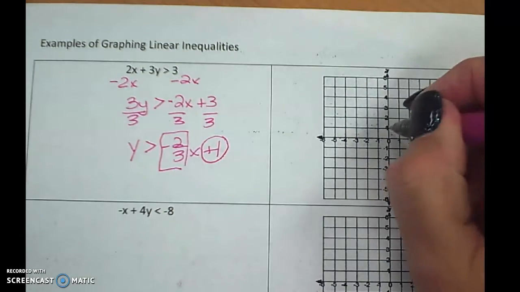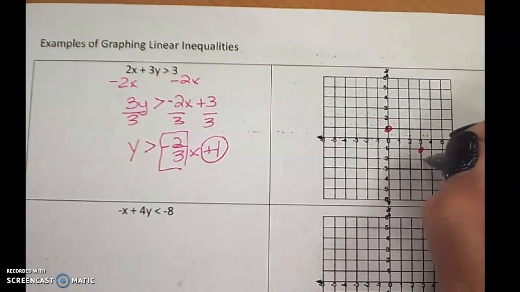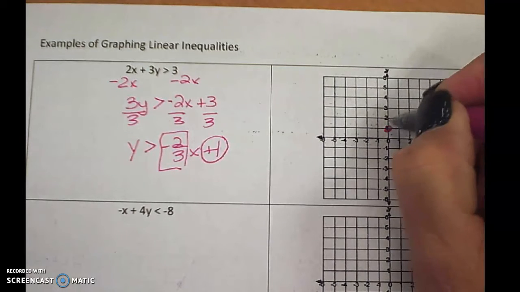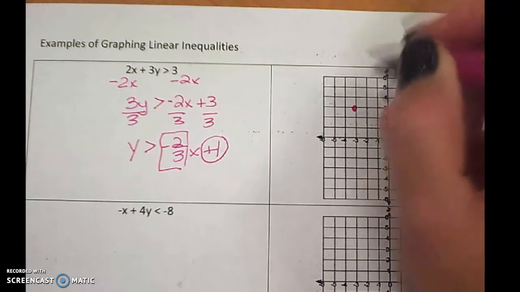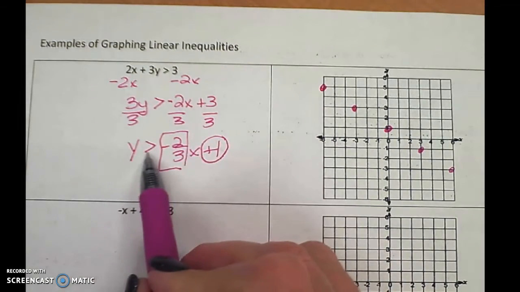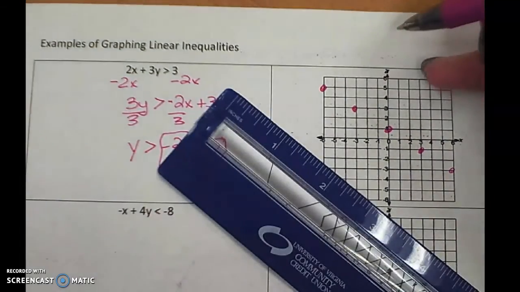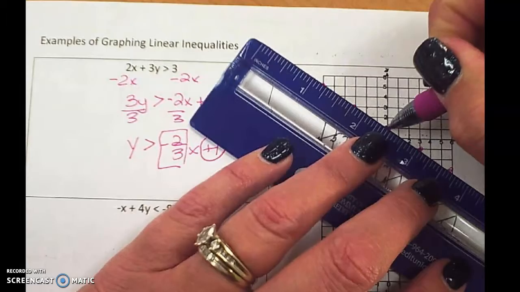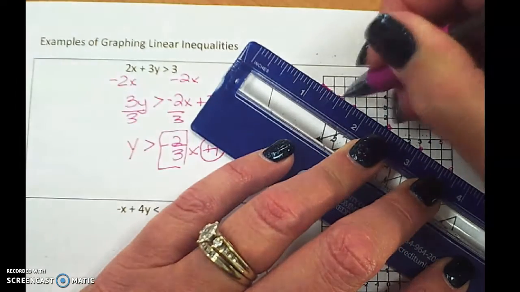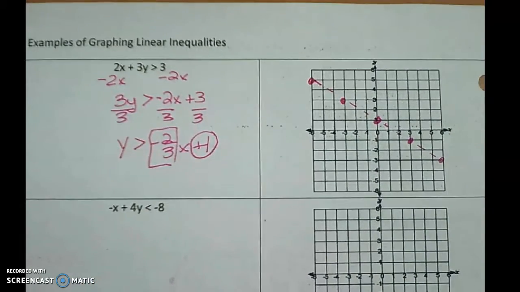So I graph my y-intercept. I do my slope down 2 over 3, down 2 over 3. I can get some the other way, up 2 to the left 3. Okay, so now I've got all these points. Now, we talked about this symbol is greater than. It does not include, so my line is dotted. It's going to be really important to use pencil too, because if you make a solid line, you're going to have to erase.